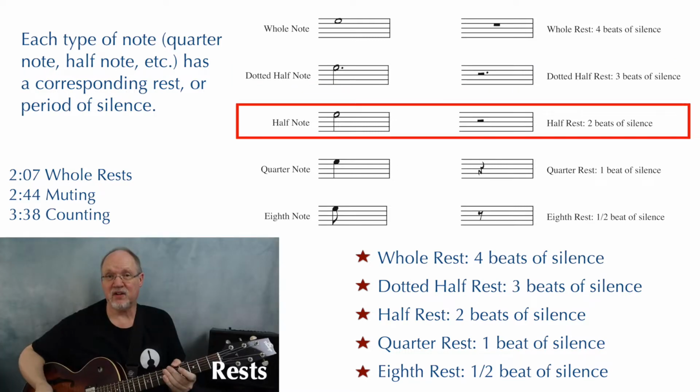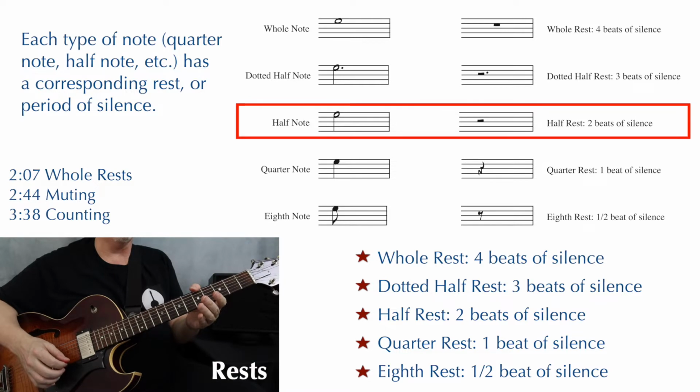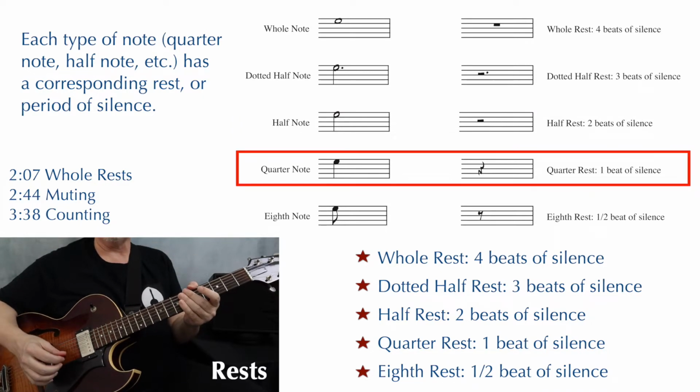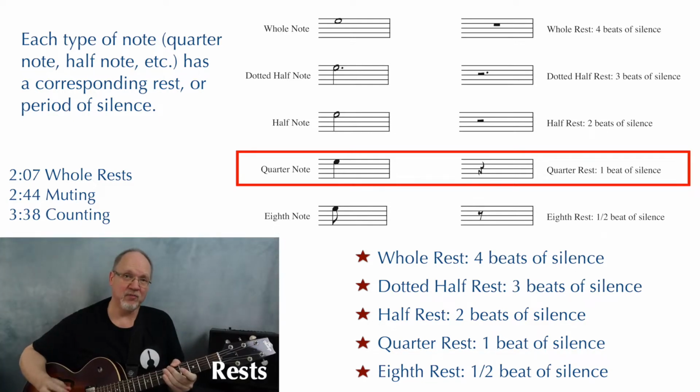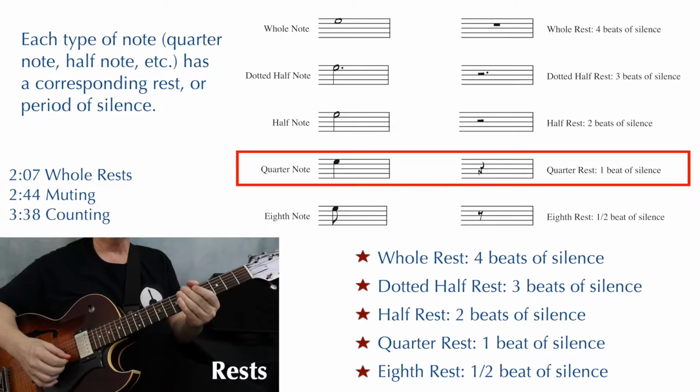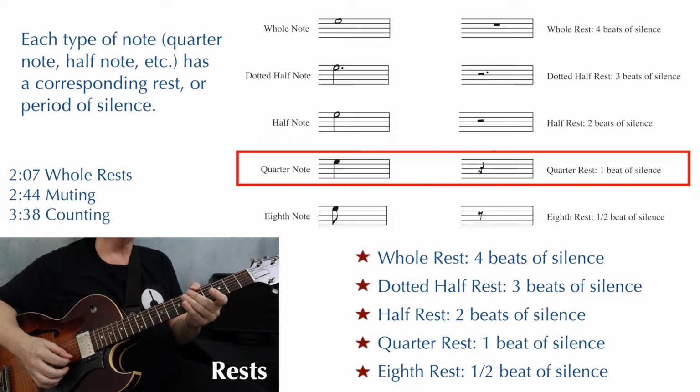Then your half note gets 2 beats, and then surprise, surprise, your half note rest gets 2 beats of silence. So 1, 2, rest, 2. And then your quarter note, which gets 1 beat. Quarter rest is 1 beat of silence, so if I'm alternating quarter notes and quarter rests, we have a beat and a rest, a beat and a rest.